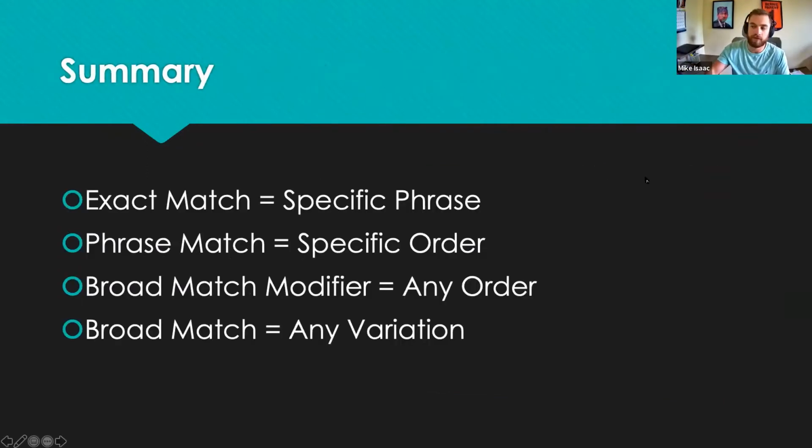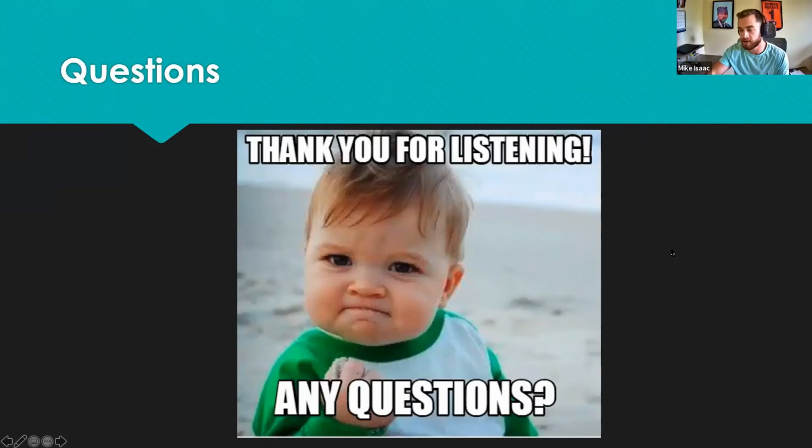Just to wrap up what the different match types are again. Exact match keywords are a specific phrase that you're targeting within your search campaign. Phrase match keywords are a specific order in which you want people searching the targeted keyword you have set. With the broad match modifier, it's within any order of whatever keyword search you want your ads to be triggered for. And the broad match is for any type of variation of the keyword that you have set as your targeted keyword. That is all that I had, and I am ready for questions.